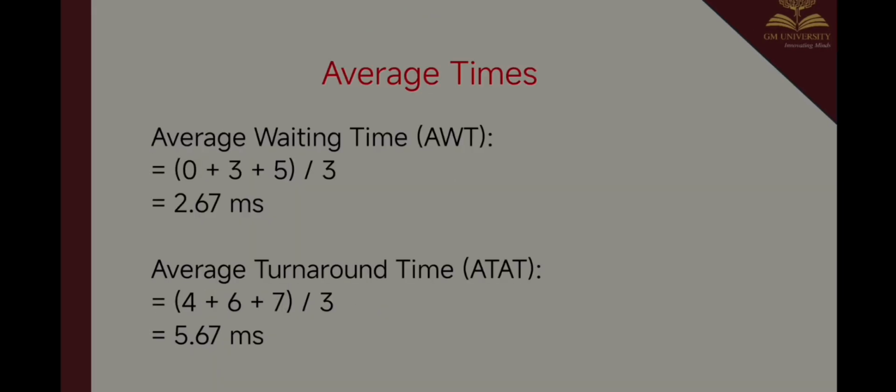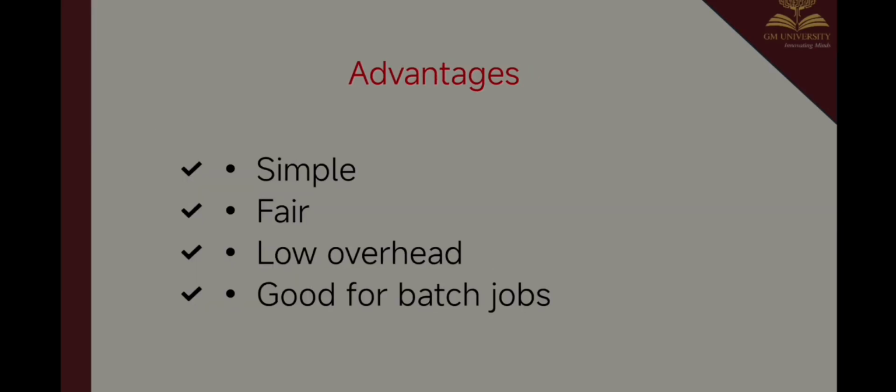Finding the average waiting time is adding the waiting time of the processes, 0 plus 3 plus 5, divided by 3, and the average is 2.67. Finding the average turnaround time is adding the turnaround times 4 plus 6 plus 7 divided by 3. The answer is 5.67 milliseconds.